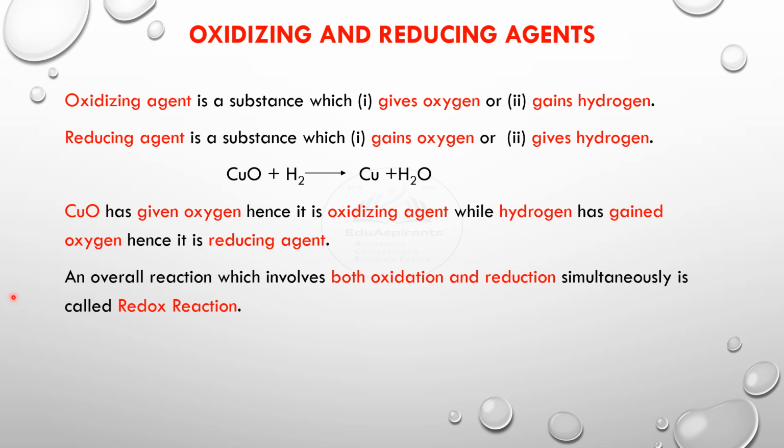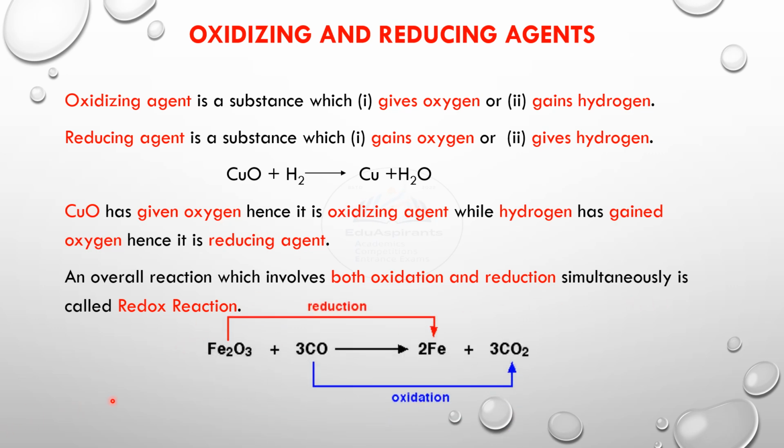An overall reaction which involves both oxidation and reduction simultaneously is called redox reaction. Here, Fe2O3 undergoes reduction, gives iron, while carbon monoxide undergoes oxidation, gives CO2 gas.